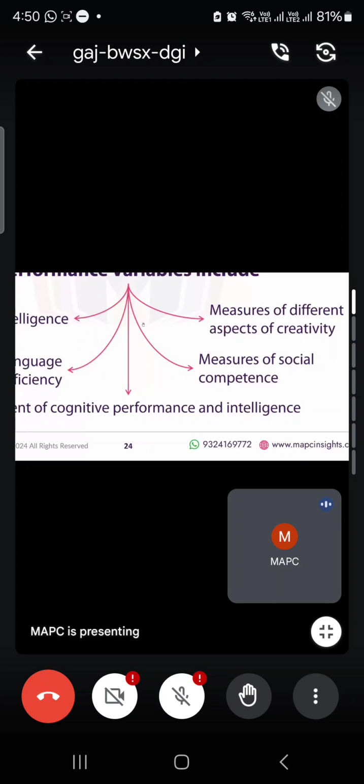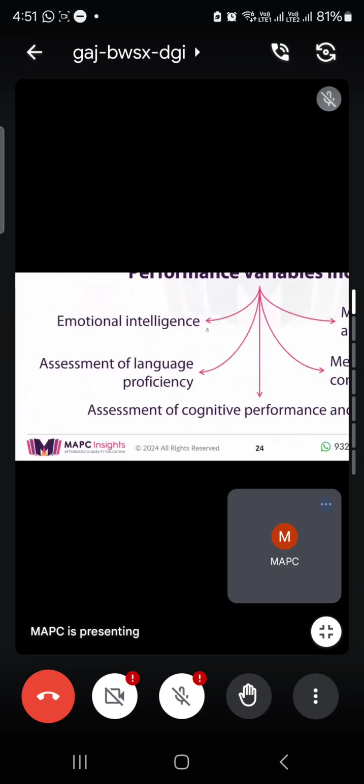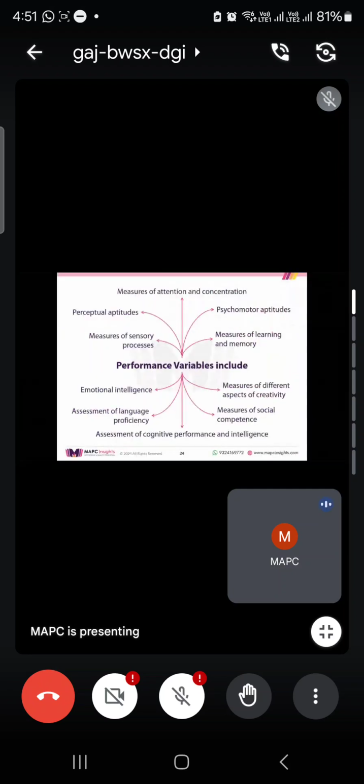What is the capability of the thinking pattern of the person, what is the intelligence, what is the IQ, what is the emotional quotient, like emotional intelligence, that you can measure, and the assessment of language proficiency. These are the various performance variables which we can measure.